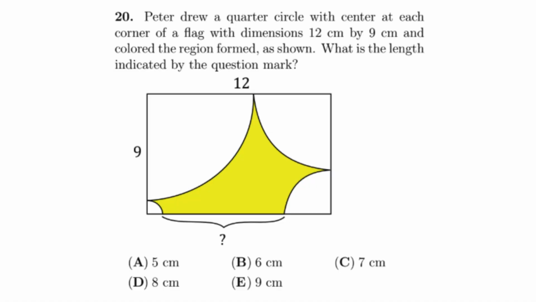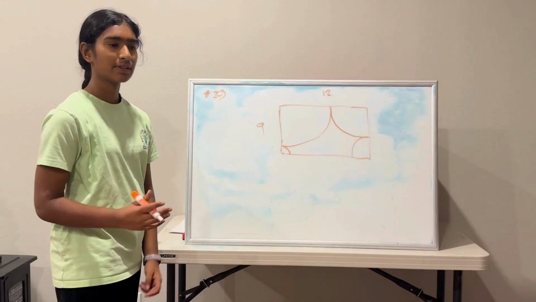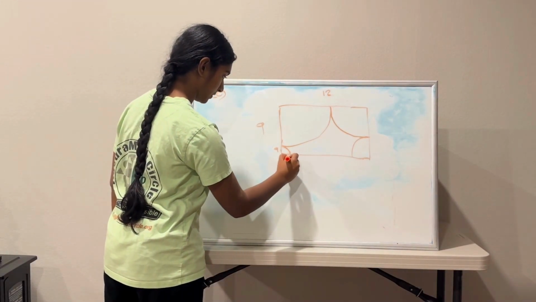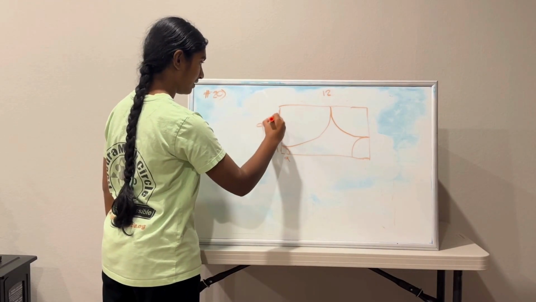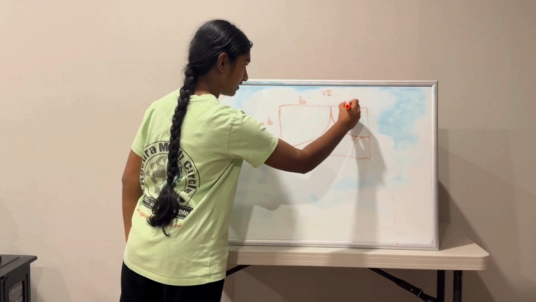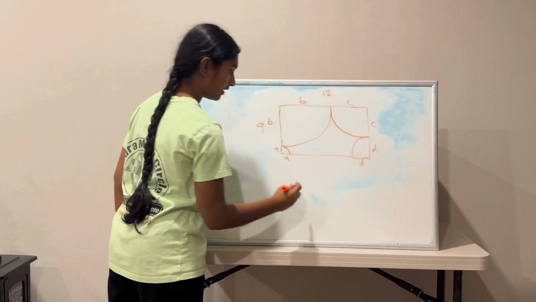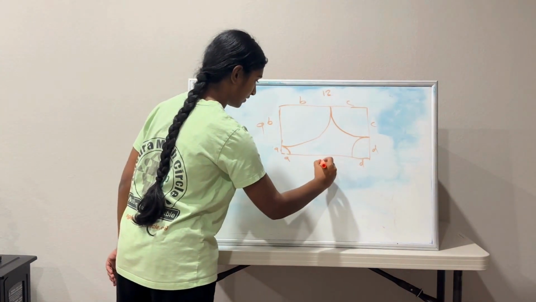Number 20. Peter drew a quarter circle with center at each corner of a flag with dimensions 12 centimeters by 9 centimeters and colored the region formed as shown. What is the length indicated by the question mark? So first, let's label the parts on this diagram. So let's call this A, which means this is also A, B, and B, C, C, D, and D. And the part we're solving for is x.